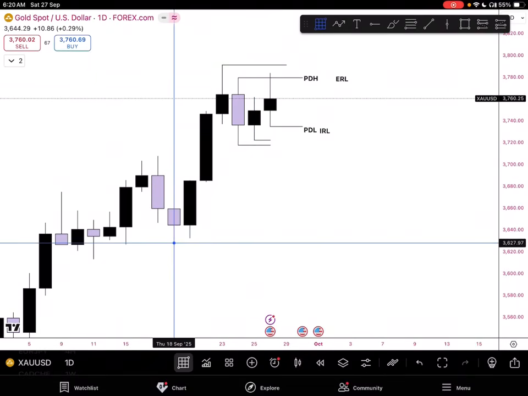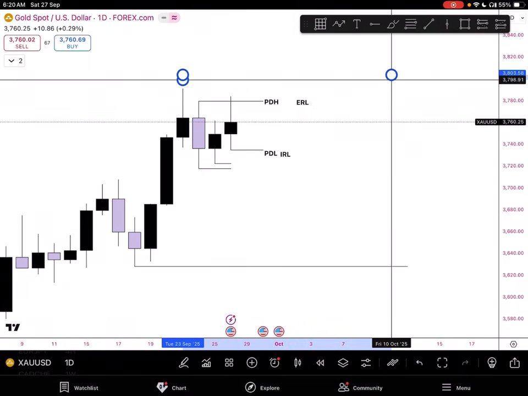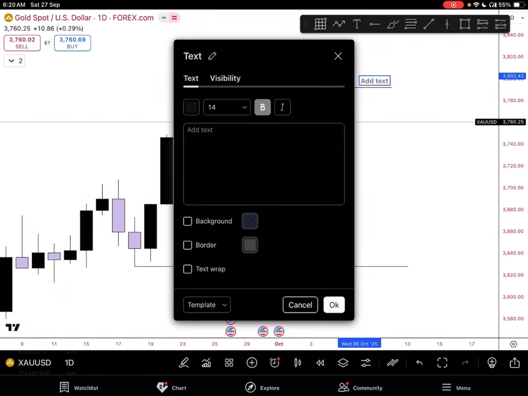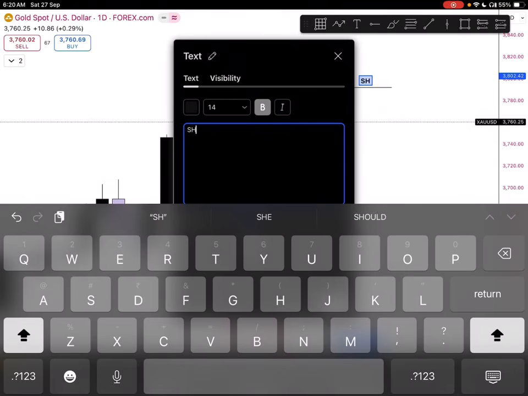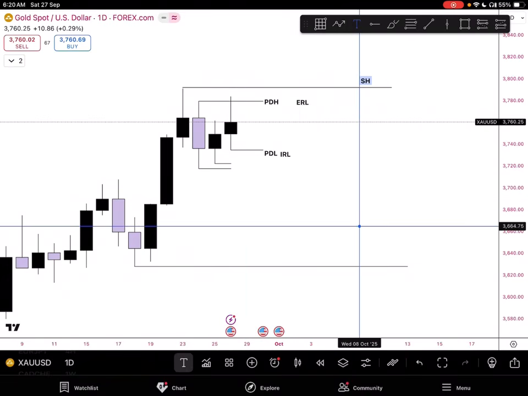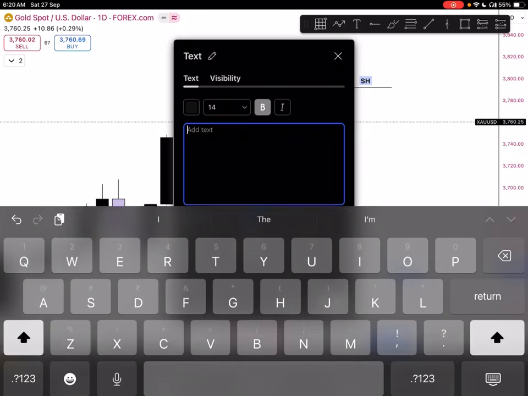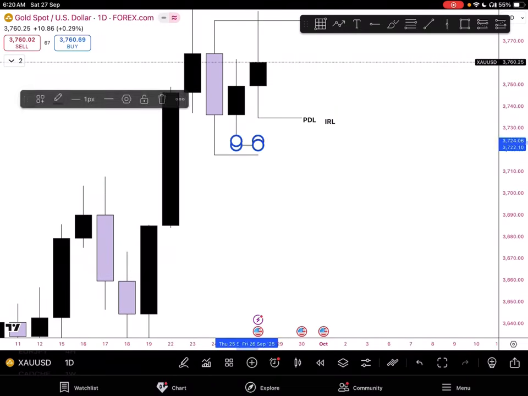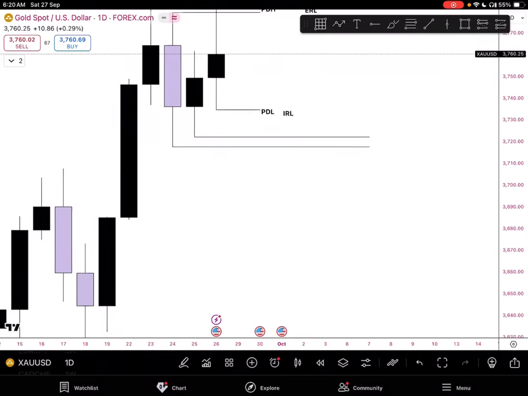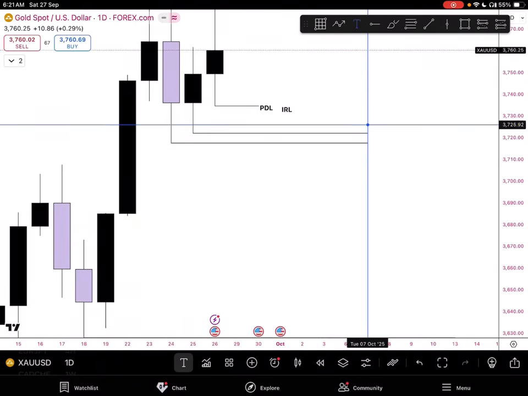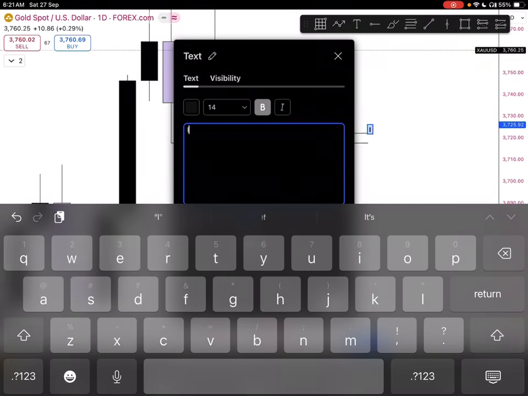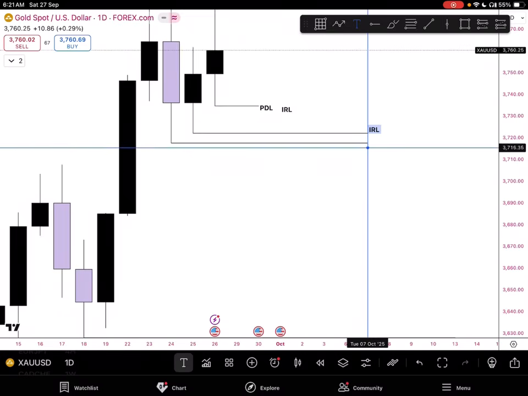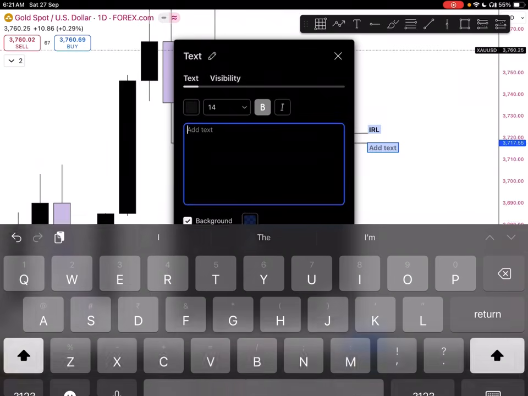this is swing low, this is swing low, this is swing high. Understand? This is swing high, this is swing high, this is swing low. This is swing low. Then what are all these key levels? Yes, all these key levels are internal range liquidity. This is internal range liquidity. This is internal range liquidity. This is internal range liquidity.